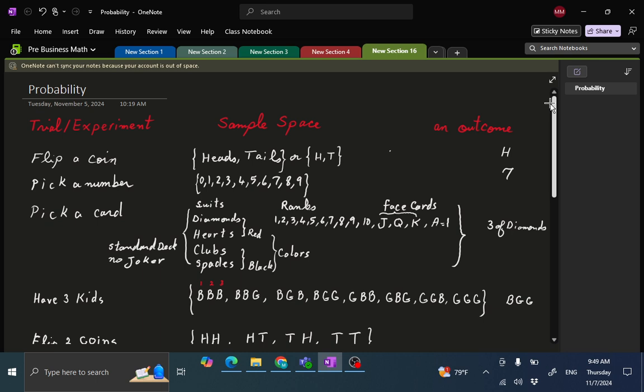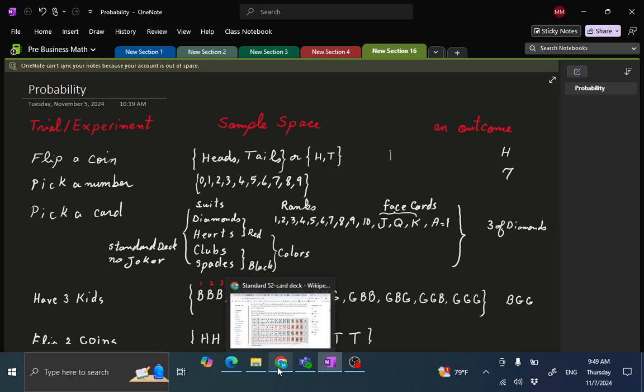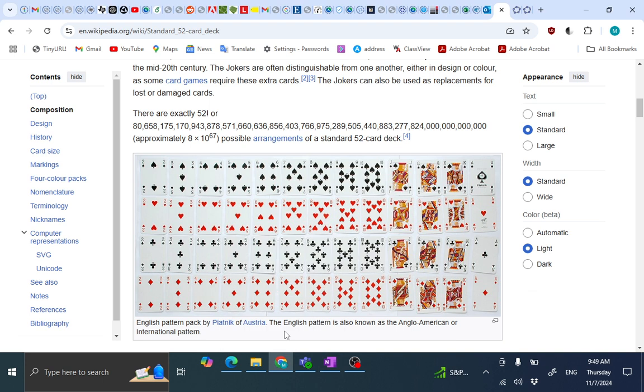For a deck of cards, that's a standard deck of cards without a joker to get started. This is a standard thing that you play with. We have 4 suits and then we have ranks and face cards and so on. So that is the deck of cards we are referring to. By the way, this humongous number that you see here is the total number of ways that you can rearrange a deck of cards. We'll come back to those types of issues later on.